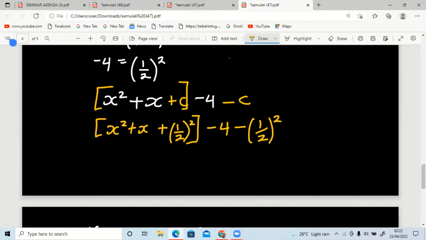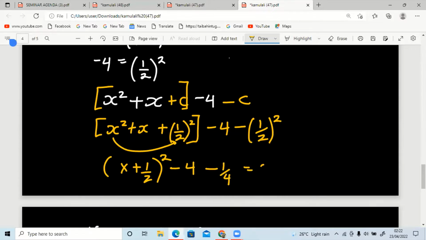So now I'll continue. I'll pair up these ones. I'll have x plus 1 out of 2 squared, minus 4, then minus 1 out of 2 squared, which is the same as a quarter, then equal to 0. So then I worked out. Are we together?